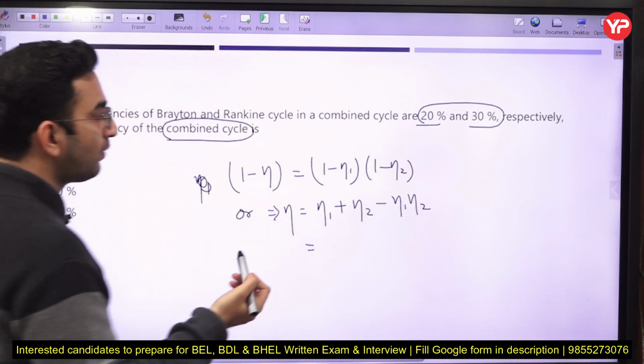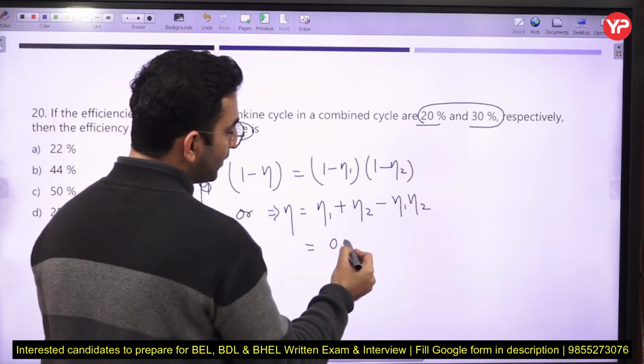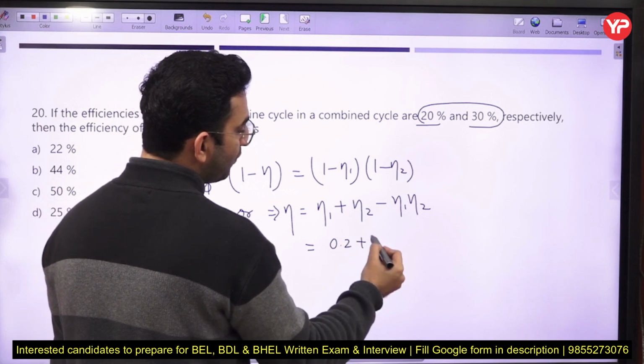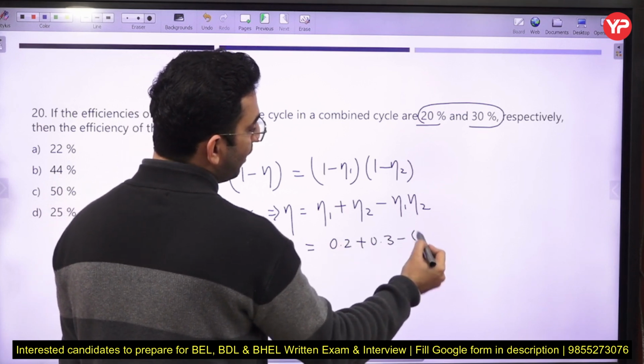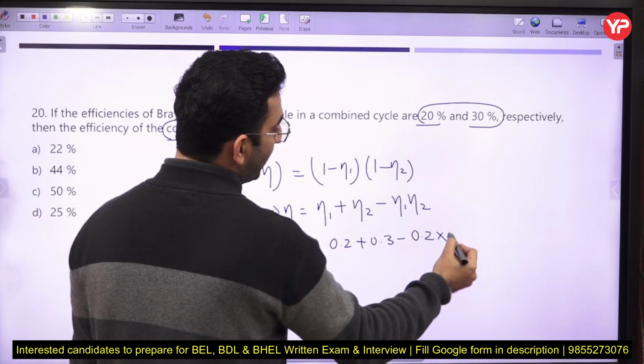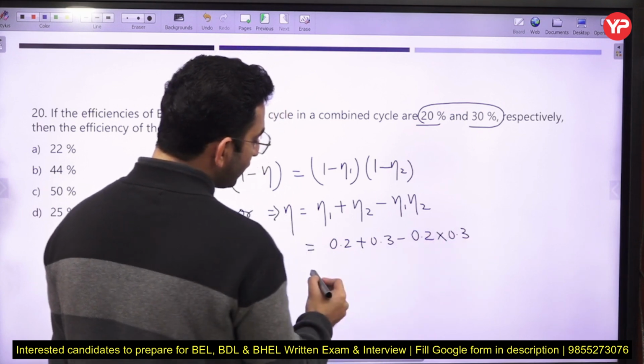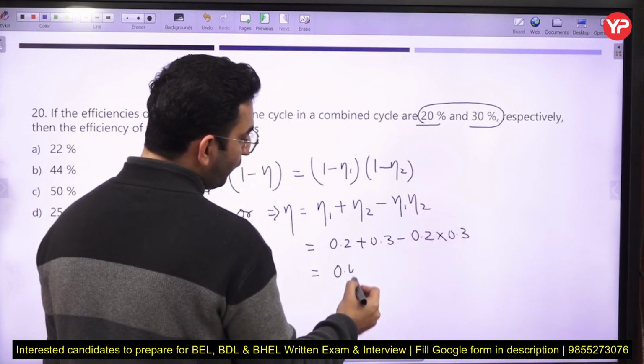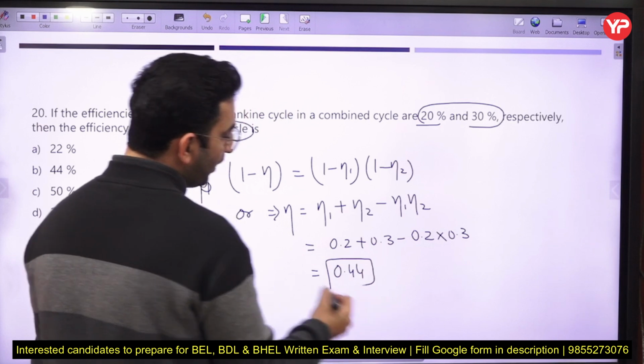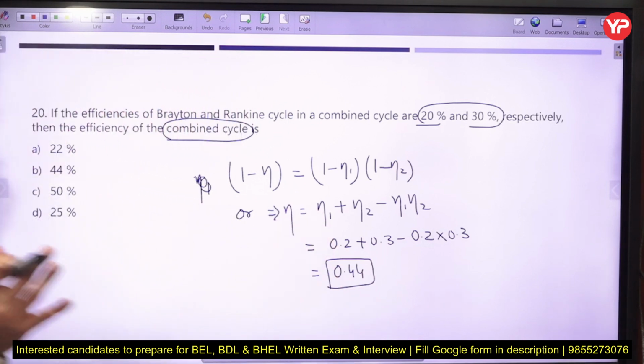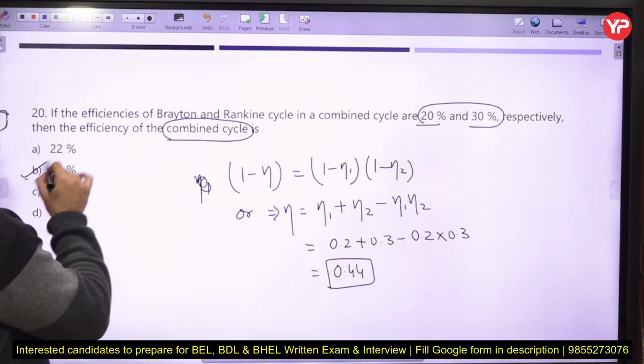So just put in all the values and you will get your final answer. Here it will be 0.2 plus 0.3 minus 0.2 multiplied by 0.3. The answer is coming out to be around 0.44. Therefore, the efficiency of the combined cycle is going to be 44%.